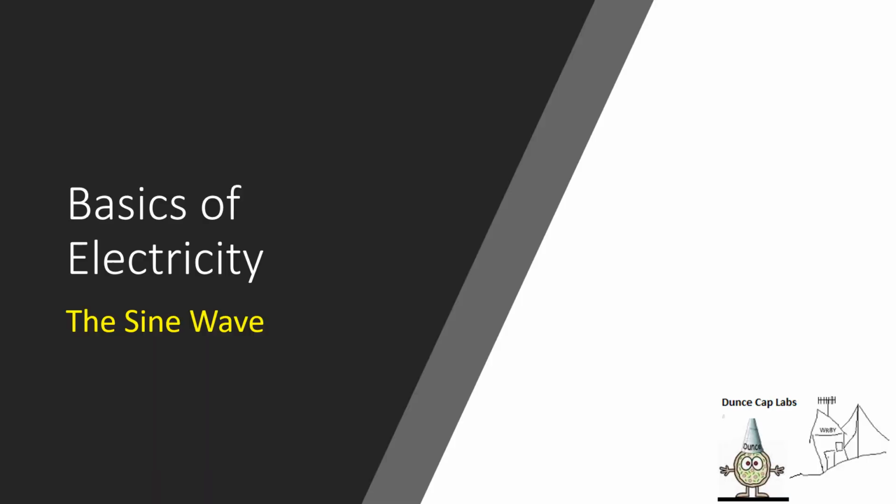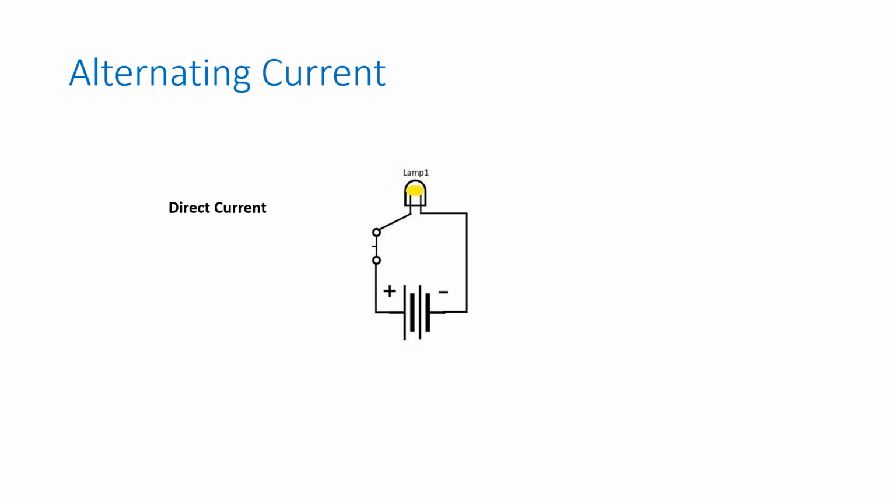Let's start with the good old sine wave. You're probably a little bit familiar with the idea of direct current. Electrons flow toward the positive terminal of the battery. We call it direct current because nothing ever changes.